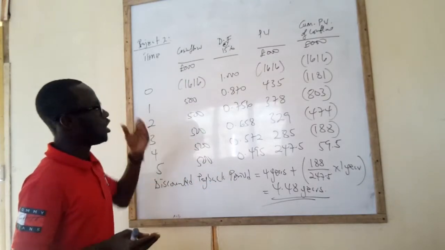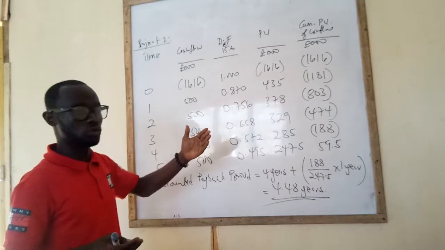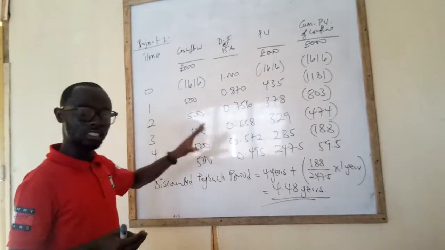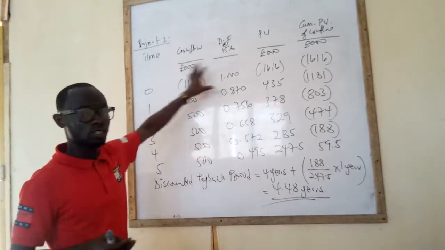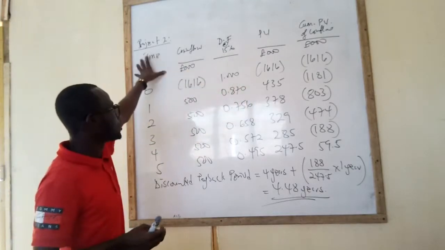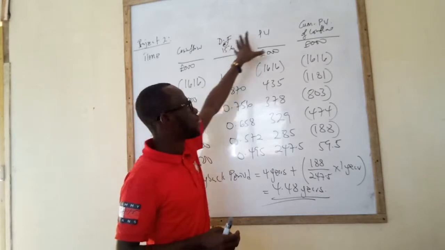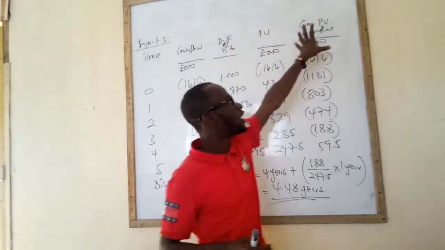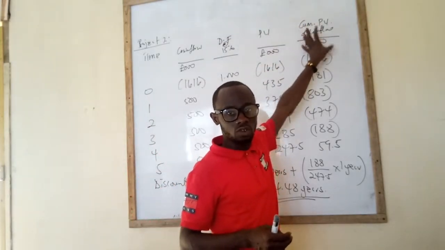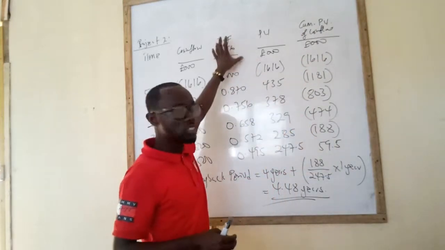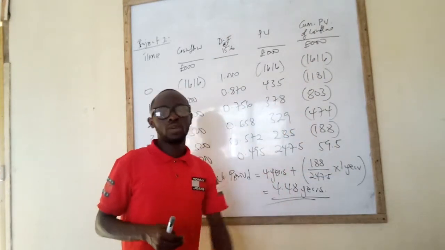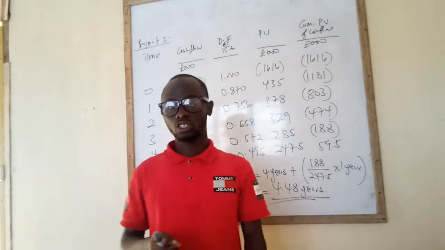What I want you to be able to distinguish between the payback period and the discounted payback period is the schedule that we are putting across. So the time period, the cash flows, the discount factor, the present value, and then the cumulated present value of cash flows. Remember, the discount rate you are going to be using here is the company's cost of capital.